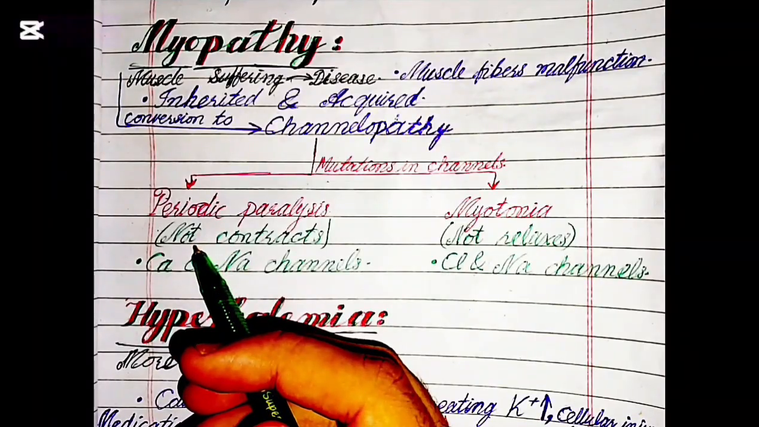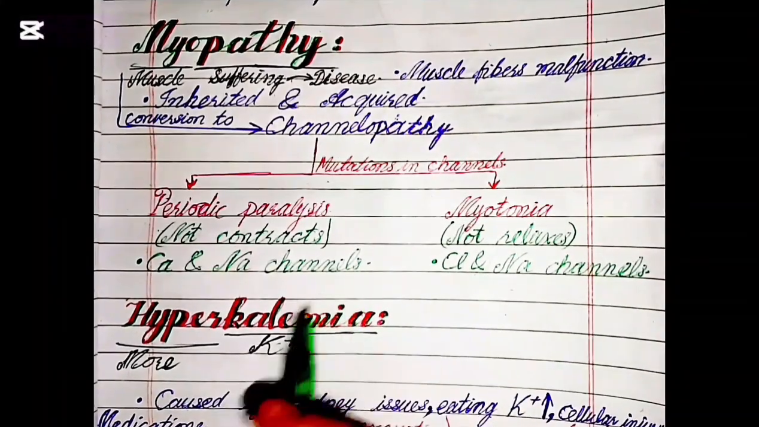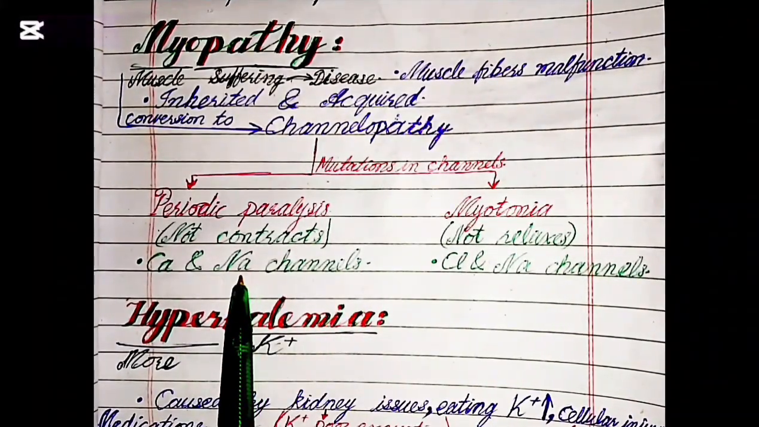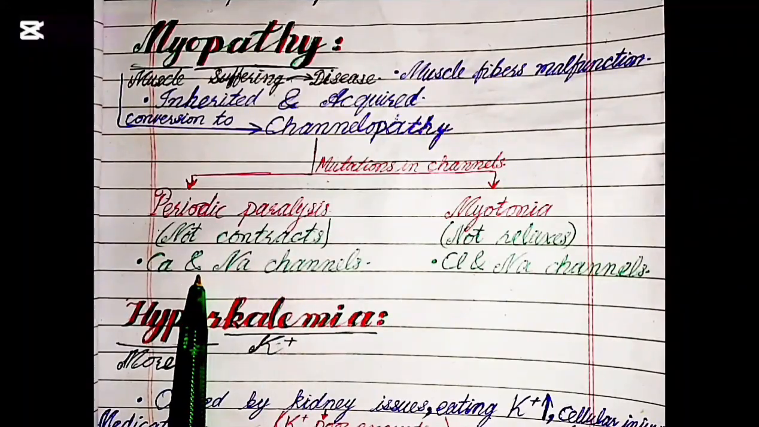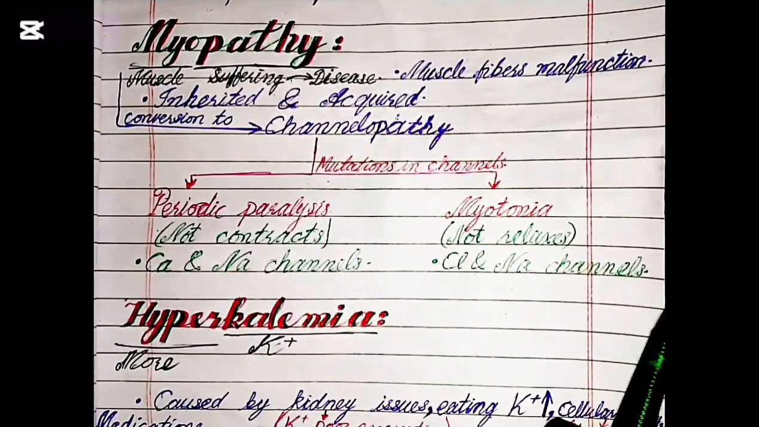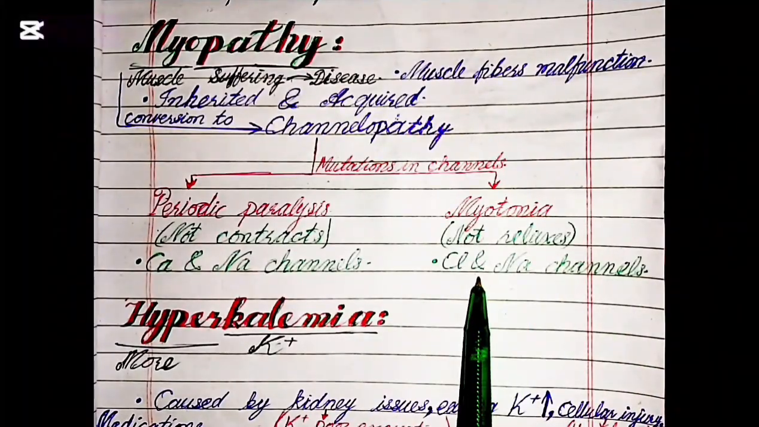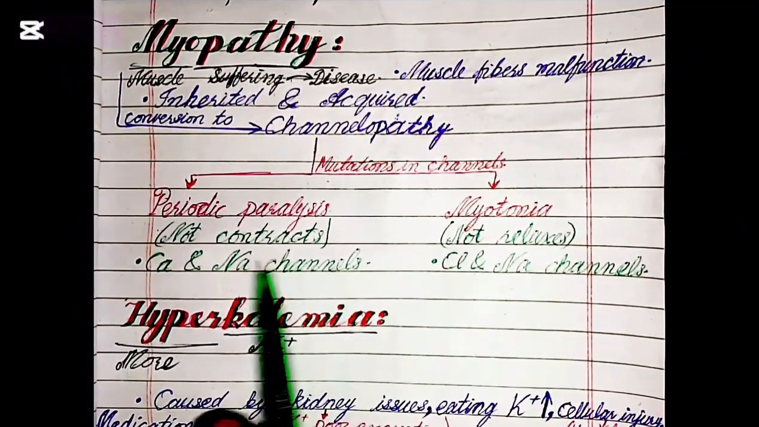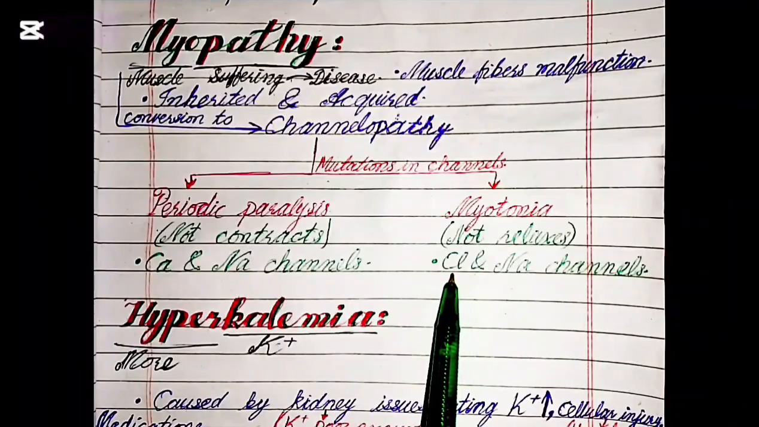In periodic paralysis, calcium and sodium channels are mutated, and in myotonia, chloride and sodium channels are mutated. It means sodium is involved in both, chloride is only involved in myotonia, and calcium is only involved in periodic paralysis.